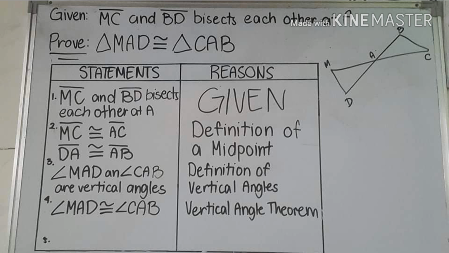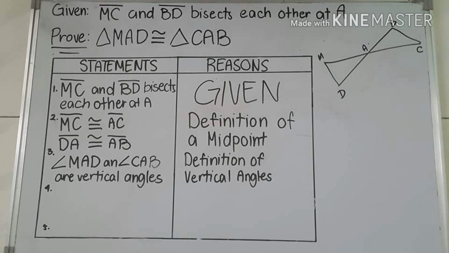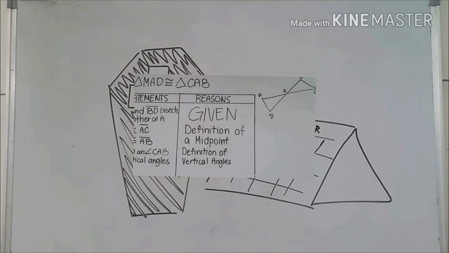The fourth statement is angle MAD is congruent to angle CAB. The reason is vertical angle theorem. Let's look back on statement number 3. It implies that angles MAD and CAB are vertical angles. And if you can recall in our book, the vertical angle theorem states that if two angles are vertical angles, then they are congruent. Therefore, angles MAD and CAB are congruent.